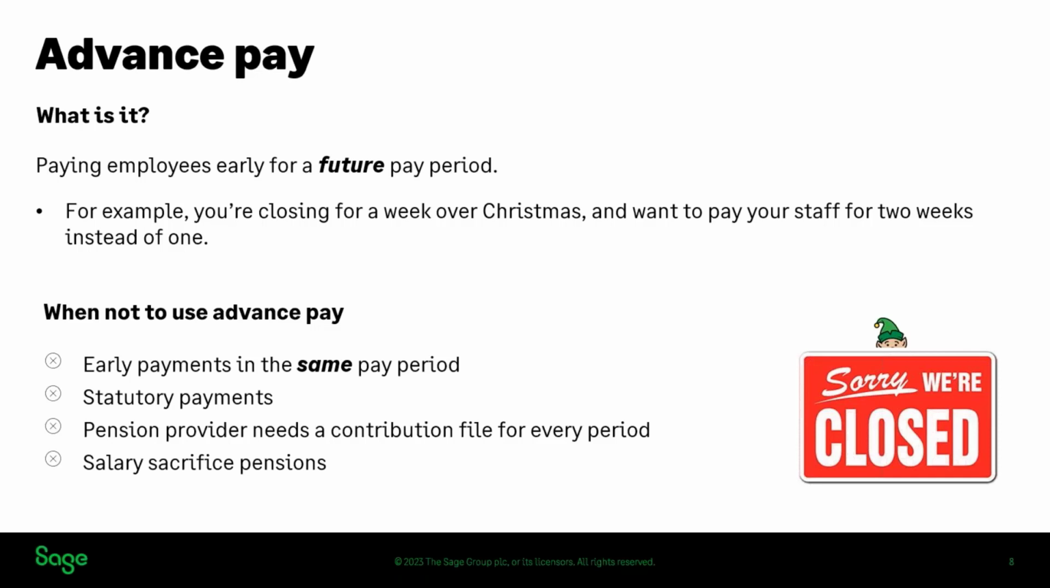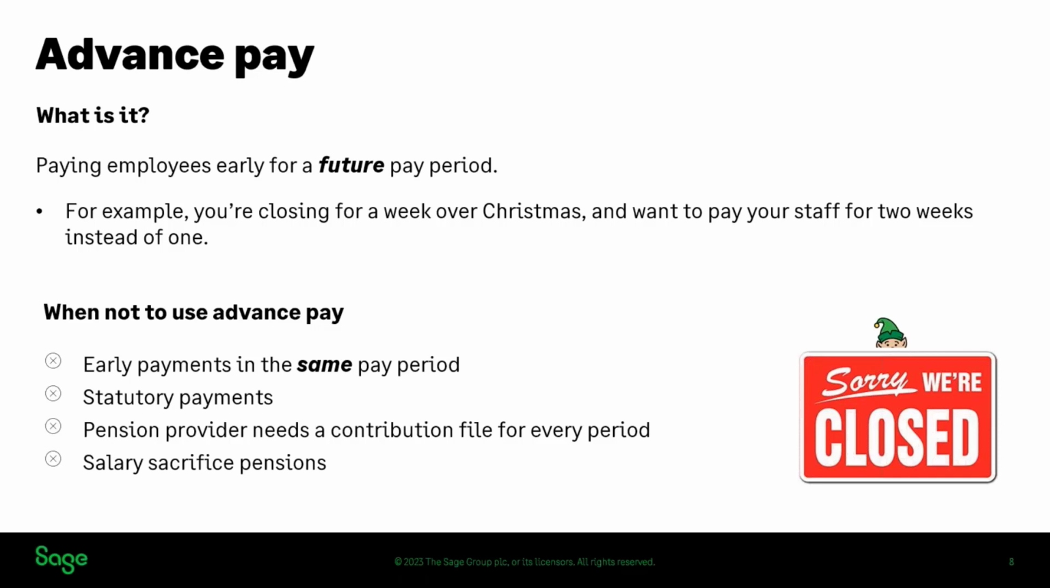So if it's an early payment in the same pay period, treat it as if it's been paid on the regular pay date. But if it's money for a future pay period, so we're giving them 2 weeks instead of 1, that is when you might use advance pay. Now, statutory payments cannot be advanced. So if you have an employee on long-term sick, maternity leave, etc., you're best off doing that as separate pay periods. So you could give them multiple pay slips, and then you could pay them all of that money early on the earlier pay date if you want to.